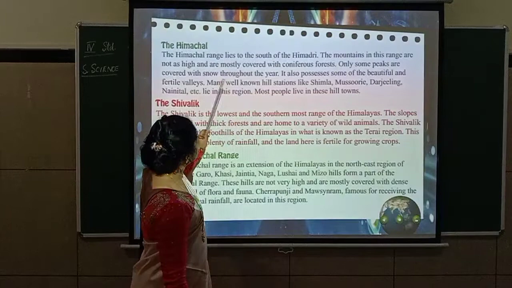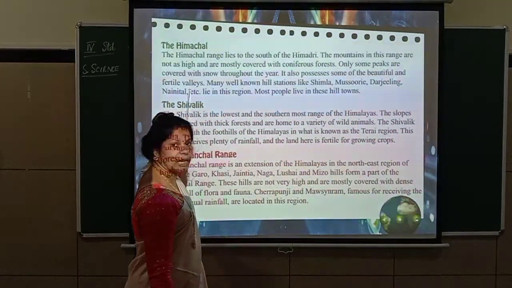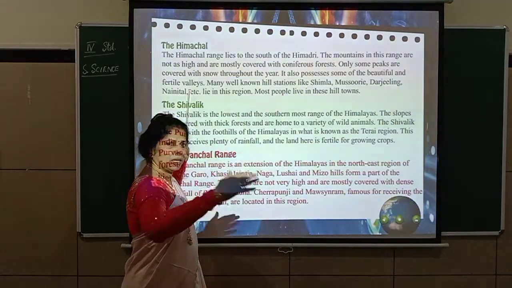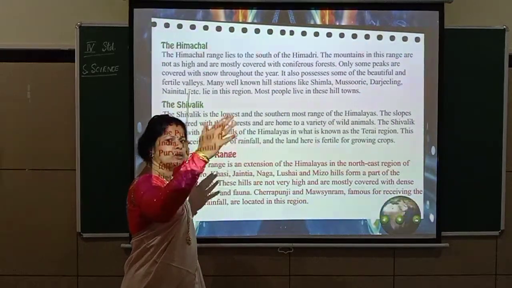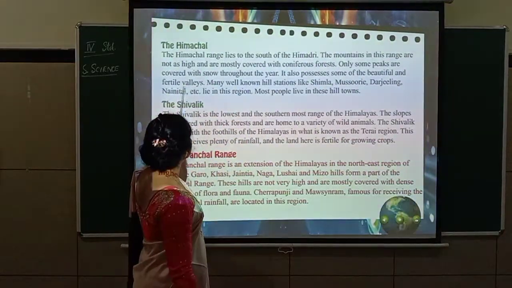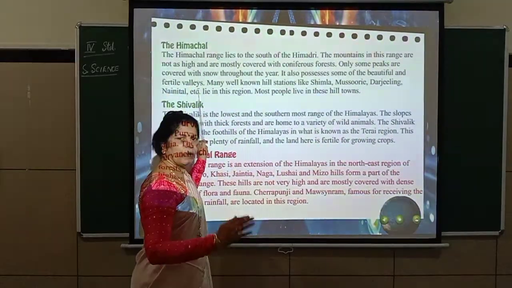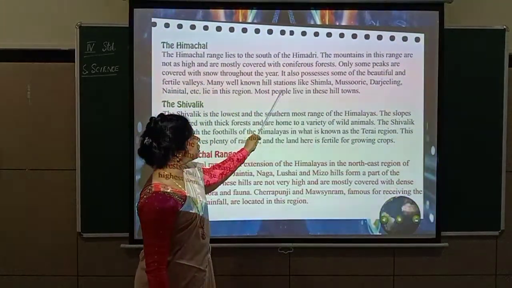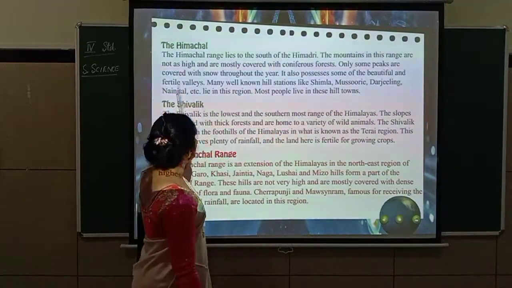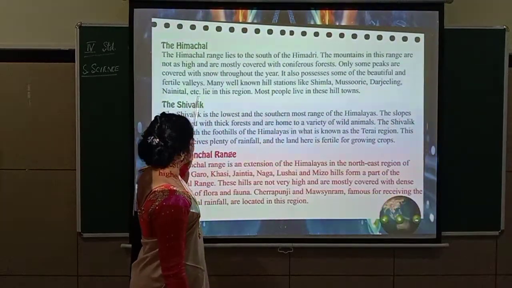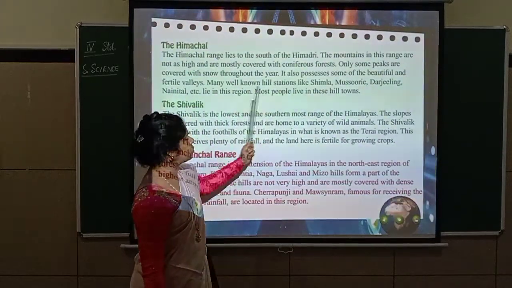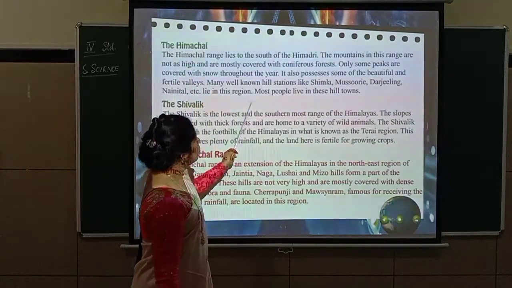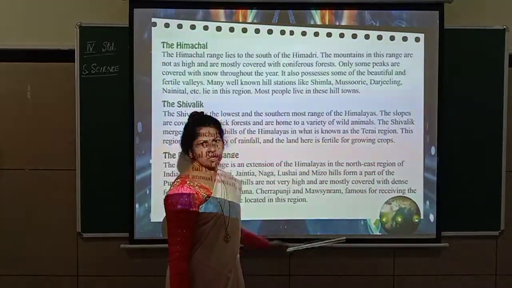And then it also possesses some beautiful and fertile valleys. Fertile valley means wherein you can start growing plants. A valley is a land in between two sloping areas. Got it? So that is about the valley, and fertile valley means it is possible for you to grow plants. Many well-known hill stations like Shimla, Mussoorie, Darjeeling, Nainital, etc. lie in this region. So Shimla, Mussoorie, Darjeeling, Nainital, all this lies where? In Himachal Pradesh.